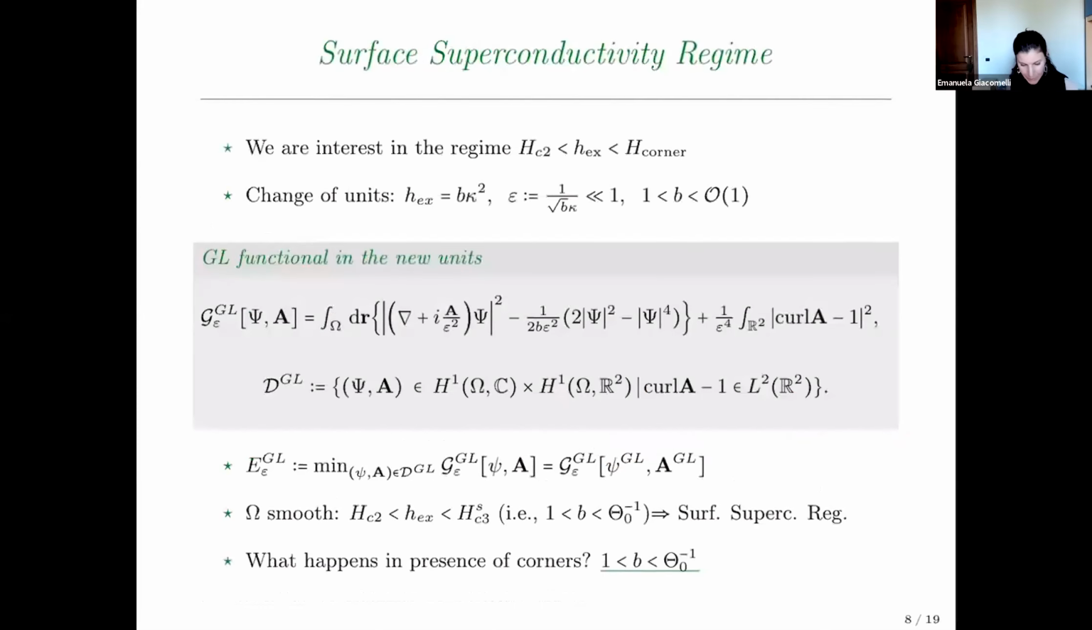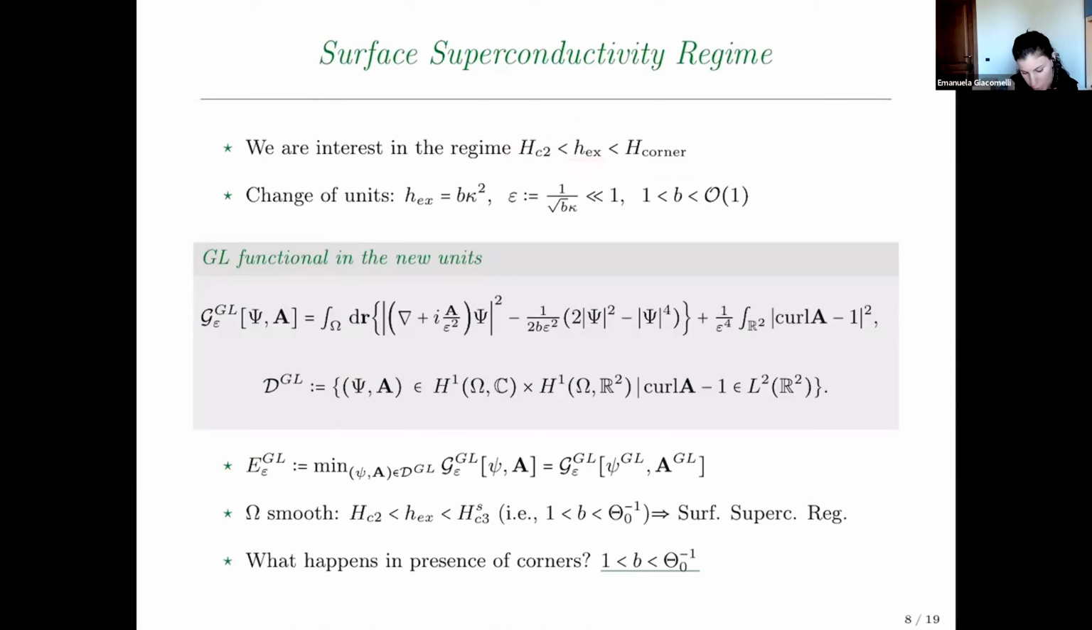So before showing the main result, I forgot about this slide. What I want to do is just a change of units, because it's more convenient to use these units in our regime. First of all, we want to focus on the regime in which the intensity of the field is between HC2 and HC3.